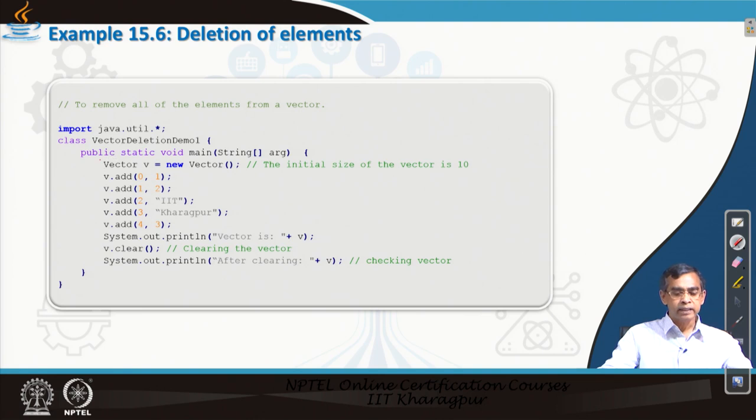Now, this is a very simple example of how we can perform the deletion. This part of the code is as usual: you create a vector first, then add some elements into it, whatever elements you want. I have created around 5 elements, and then we call v.clear, which is the removeAll equivalent. Instead of this method, you can also use v.removeAllElements. After this, if you print, it will not print any element, because everything is cleaned. So, null will be printed here.